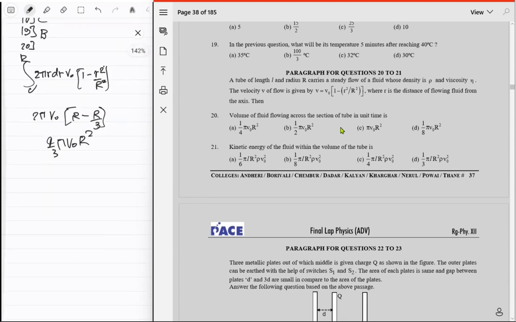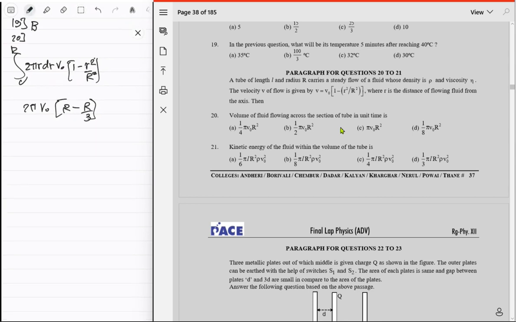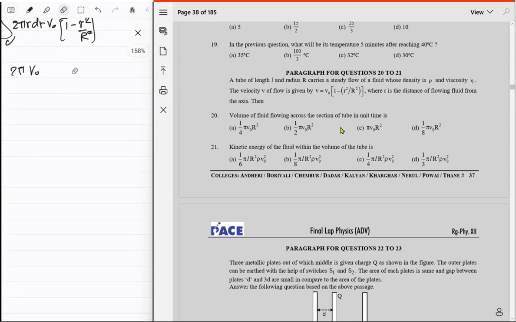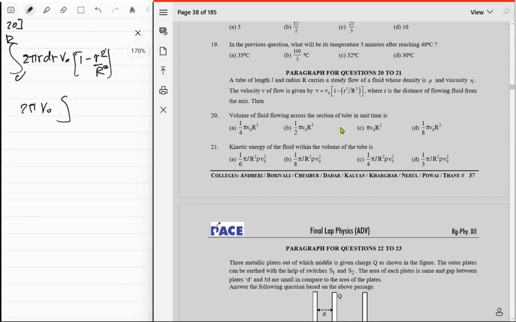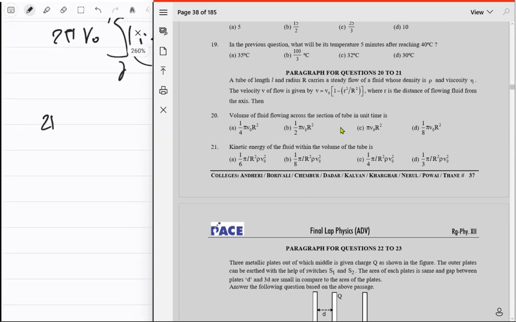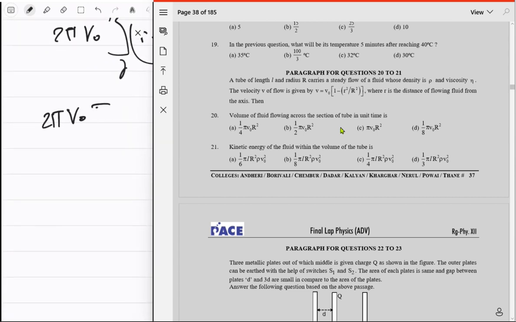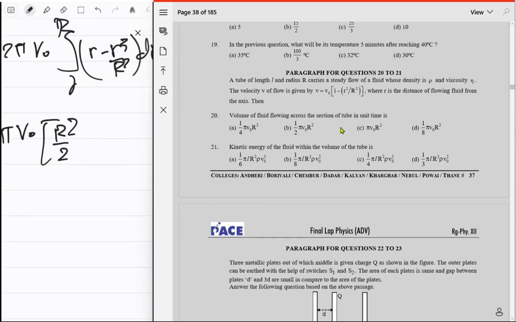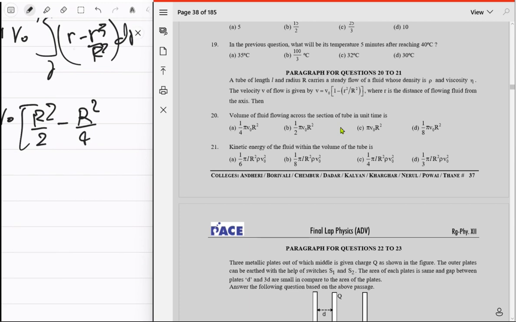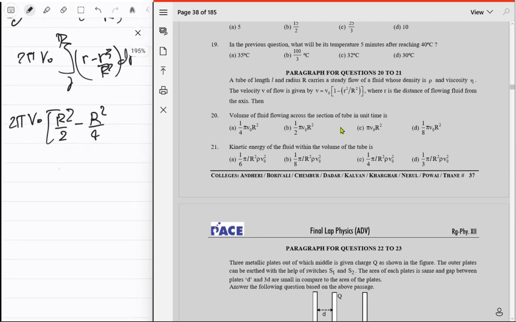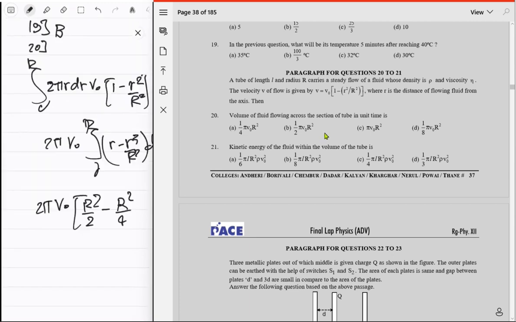Oh, that's not there. Okay, something's going wrong. Oh no, there it's r cube. Okay, something's definitely going wrong. Just 2 pi v naught outside, the r will come below. Yeah, like r minus r cube upon R squared, integration from 0 to capital R. So R squared upon 2 minus R squared once again upon 4, like R squared upon 4 basically. Just what? Pi v naught R squared upon 2. So B looks correct.